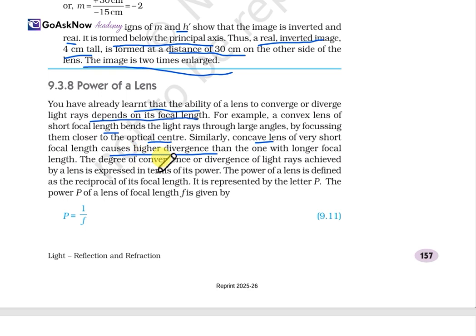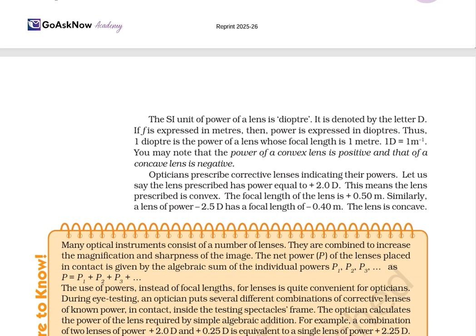So the degree of convergence and divergence of the light rays achieved is expressed in terms of the lens's power. The power of the lens is defined as the reciprocal of its focal length. It is represented by the letter P. The power P of a lens of focal length f is given by P equals 1 upon f. The SI unit of the power of a lens is the diopter, denoted by the letter D.